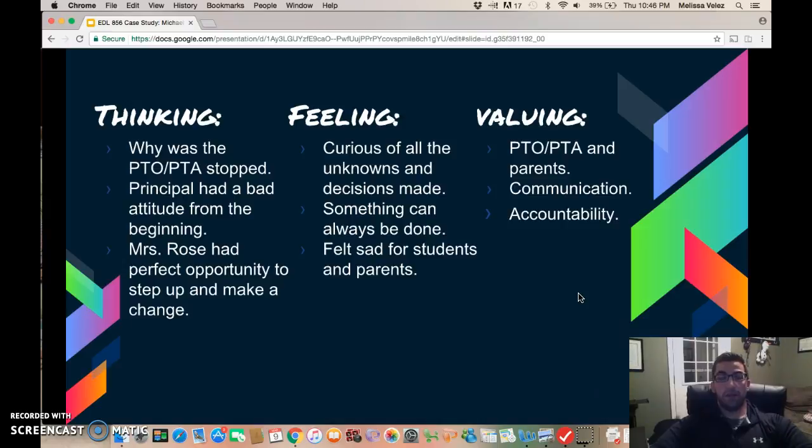And valuing. As an administrator, you need to value the PTO and the PTA and the parents. That's the connection that we make with the students. Communication is a huge thing that needs to be valued, and also accountability. As a principal or a vice principal, the accountability of making those connections with the parents and families, communication, that's monumental. That needs to happen.